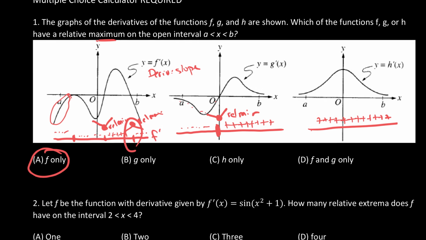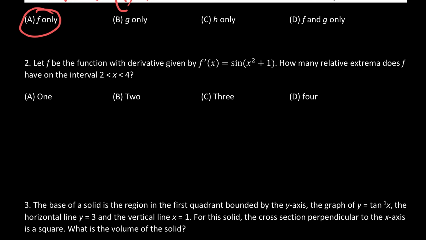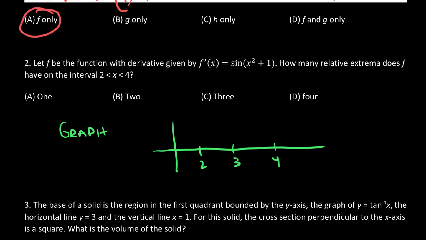All right, moving on, let's take a look at the next question. It says, let f be a function with derivative given by that. How many relative extrema does it have on this interval? I'm going to tell you on this one, let's go ahead and plug this into our graphing calculators. When you graph it and zoom properly, this is at 2 right here, this would be 3, and this would be 4.